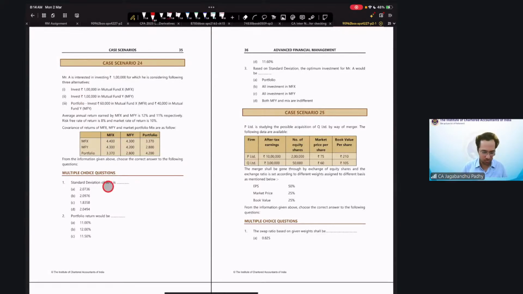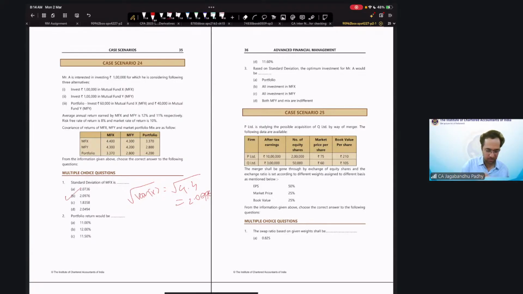Okay, standard deviation of mutual fund X. We have the covariance part given over here, covariance between the securities and the individual securities. So we can get the standard deviation of mutual fund X as the square root of variance of X, which is the square root of 4.4. So what is the answer for this? Option A is 2.0736, 2.0976. So option B.